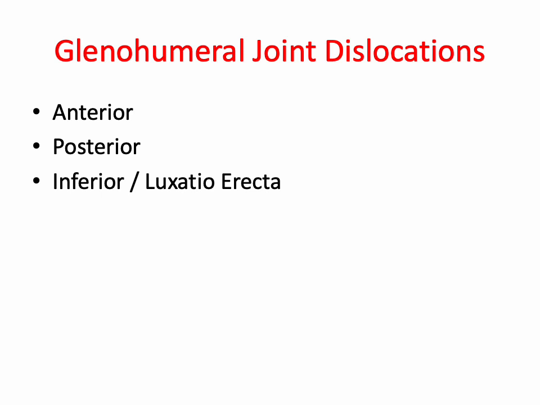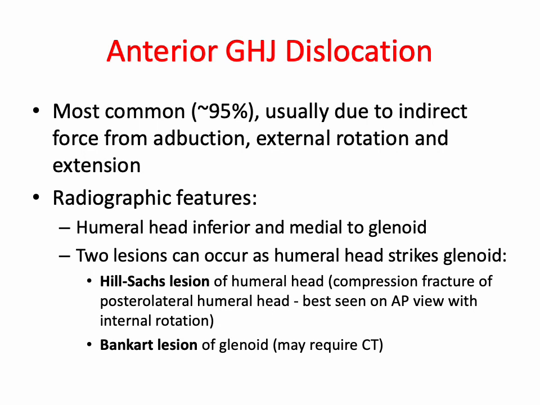So shoulder joint dislocations: the vast majority of these are anterior, about 95%, with posterior and inferior being rarer. Anterior glenohumeral joint dislocations are the most common, and usually the result of indirect force from abduction, external rotation, and extension. Things that can predispose to anterior shoulder dislocations are a flattened or shallow glenoid contour.